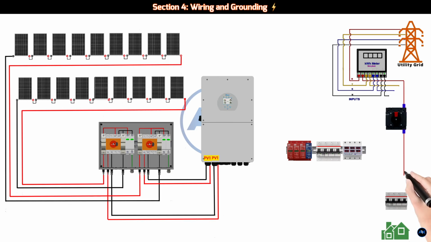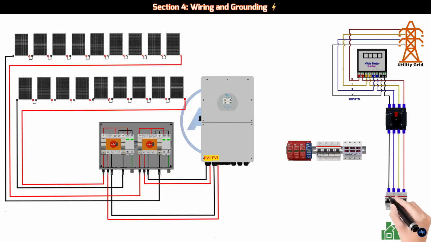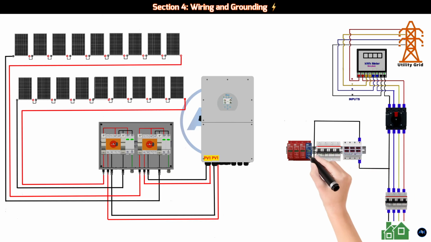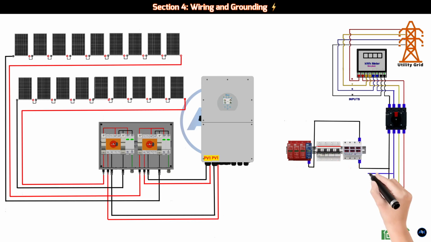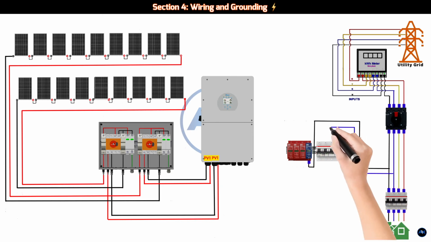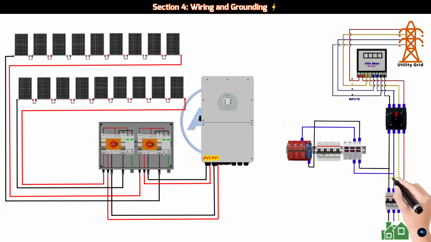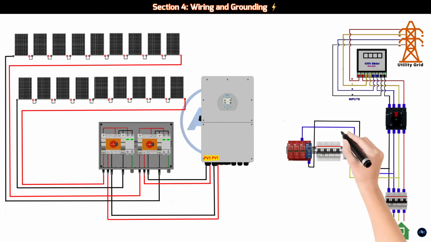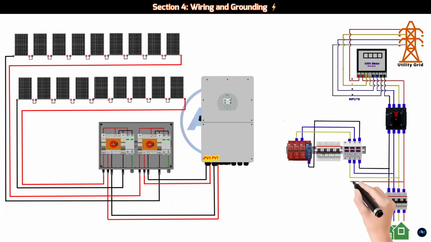AC wiring from inverter to the grid. This is where your solar power connects to your home's main electrical system. 1. ACDB. Preparation. The inverter's AC output is 3-phase. You'll need to run a 4-core armored cable, or 3-phase plus neutral wire, from the inverter's AC output to the AC distribution board, ACDB, which is often your main electrical panel.